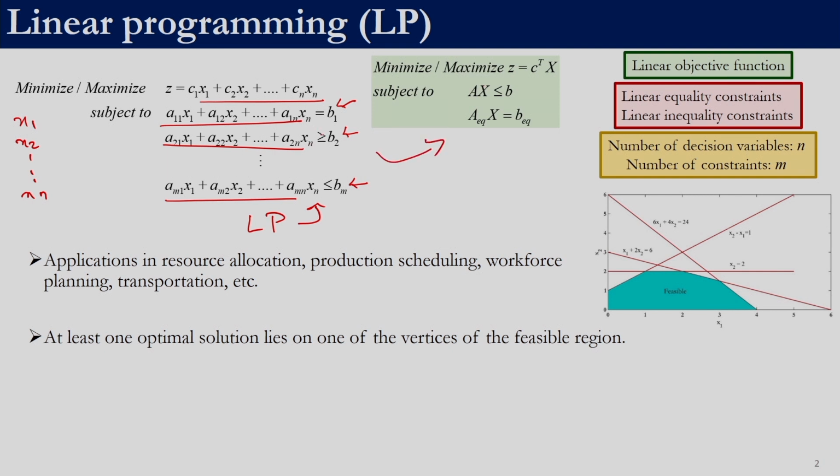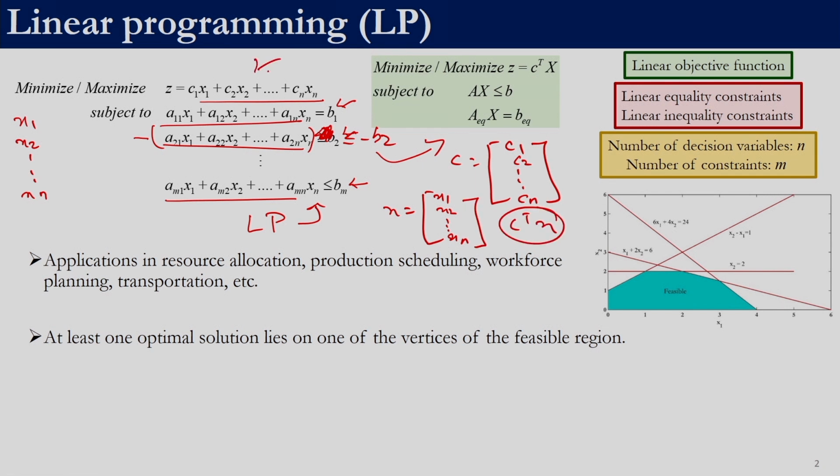So, all the greater than or equal to constraint can be converted into less than equal to by multiplying by a minus sign. So, this will become less than equal to minus B2. So, in this case C will be C1, C2 all the way up to Cn, x would be x1, x2 all the way up to xn, right. So, that when we do C transpose x we get this equation.